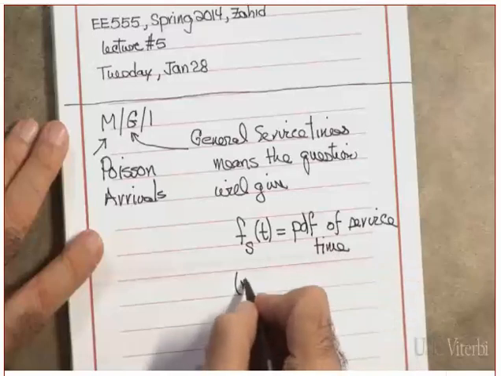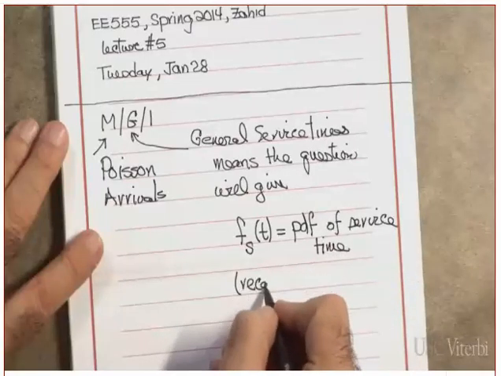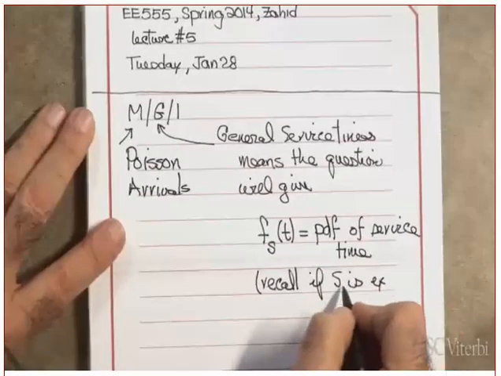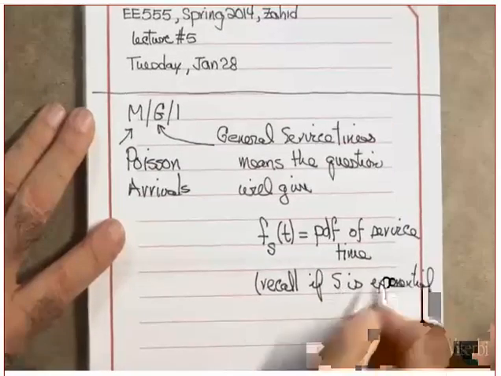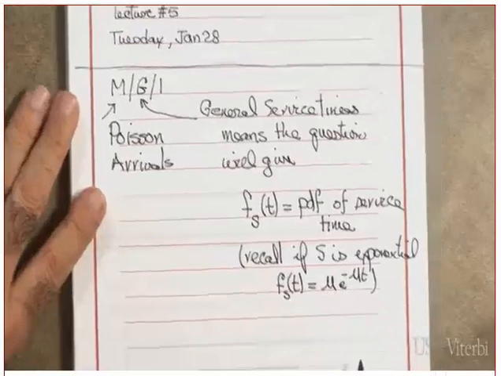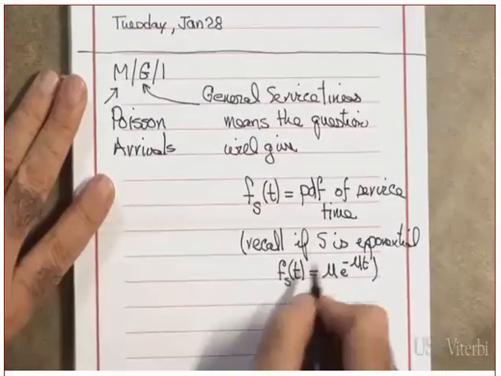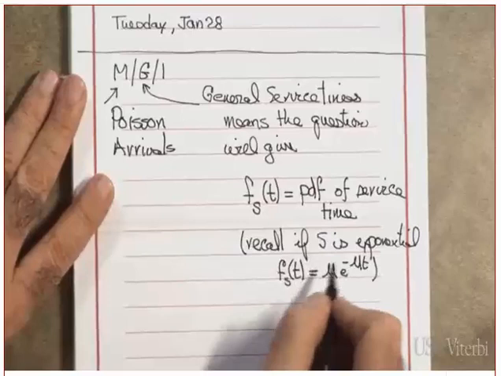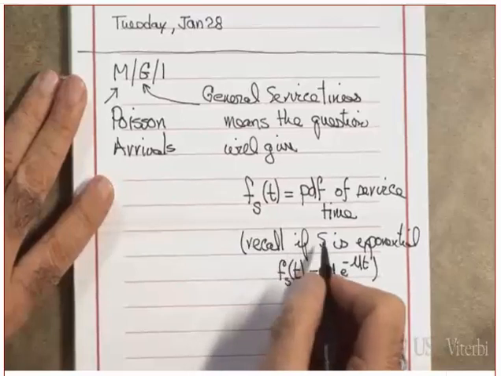Remember, recall, if S is exponential, then f_S(t) equals μe^(-μt). This is what we have been using so far. Clear? This is what we have been using: that the service time is exponential. But the service time does not need to be exponential.